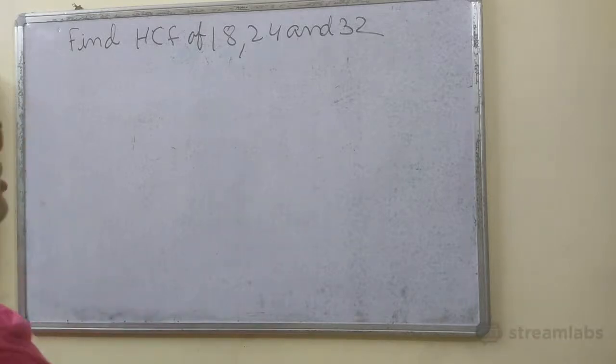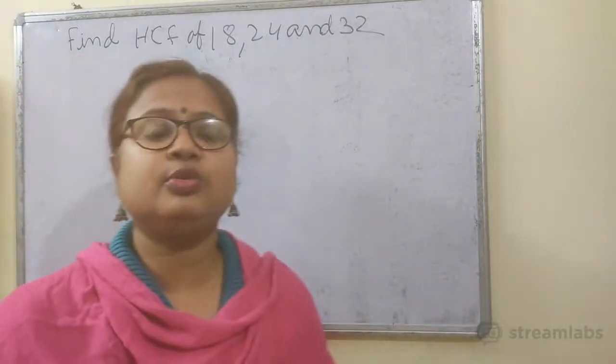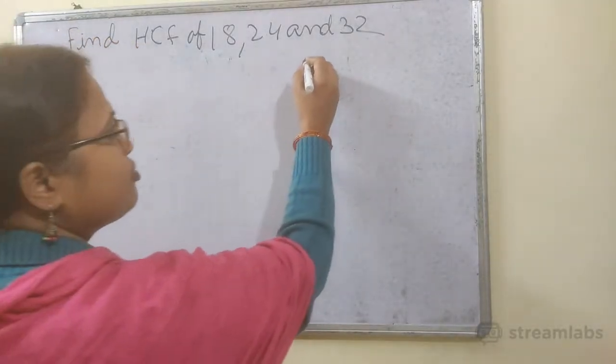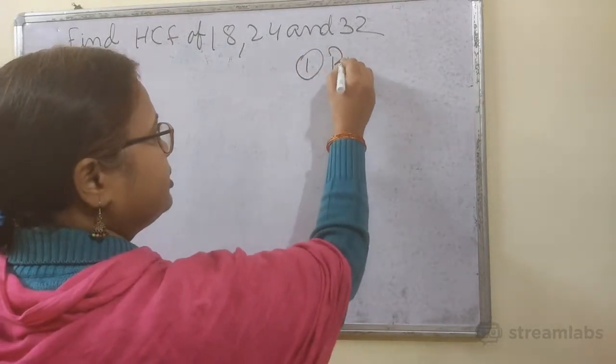So now 18, 24 and 32. Three methods are here to find the HCF. Clear? So the first method is what? The first method is the prime factor method.